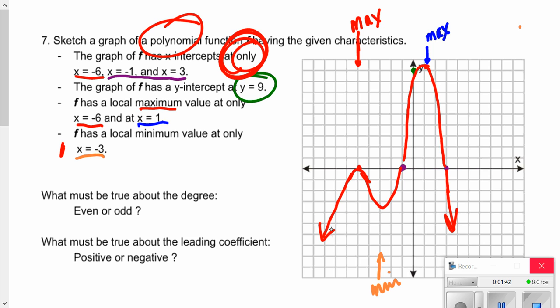So if both arrows are down, I know that the degree is even. And since both of them are down, it's not the even up-up case, it's the even down-down case. So that means my leading coefficient is negative.